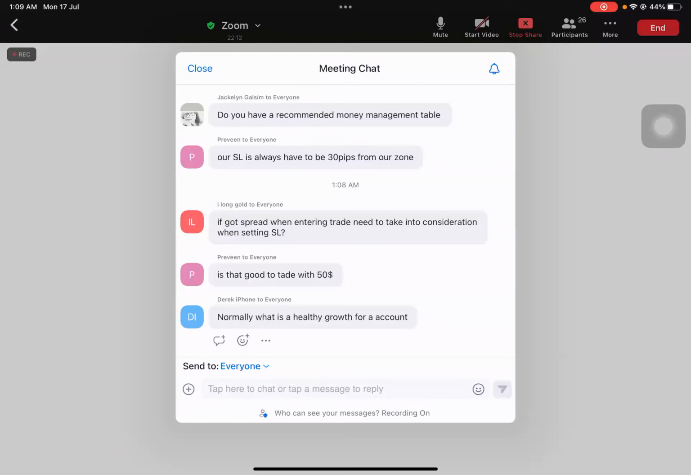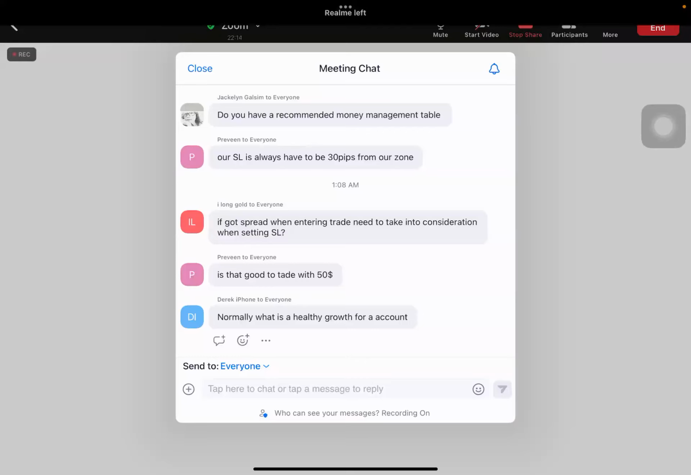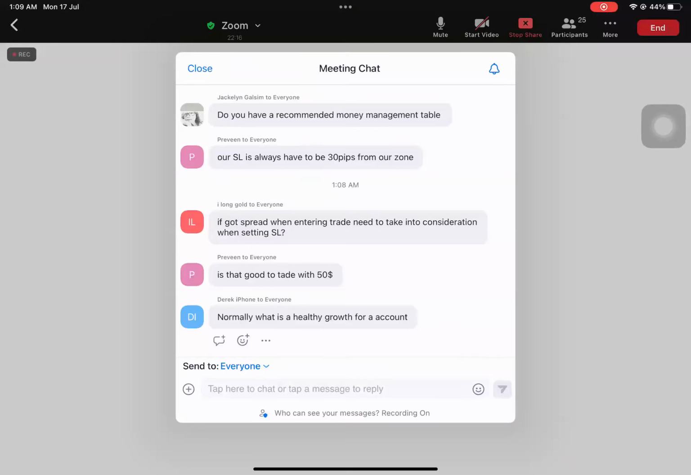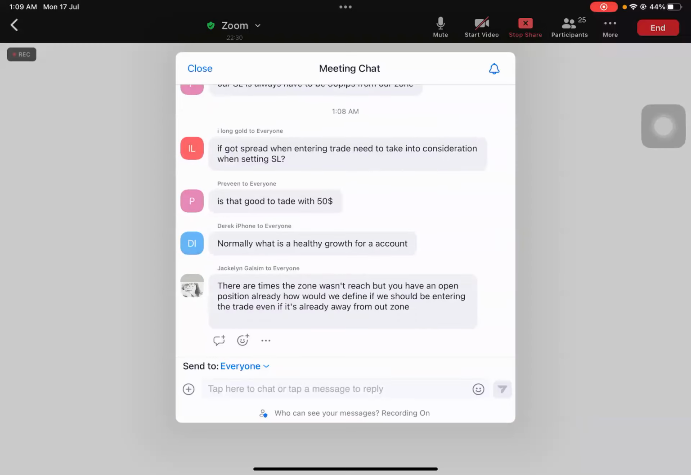Is it good to trade with $50? I don't suggest it. Because with $50, if you risk 10%, that's $5 on it. So in terms of growing, and in terms of loss, it could be very risky. It's too risky and very easy for you to get a margin call or lose your account.